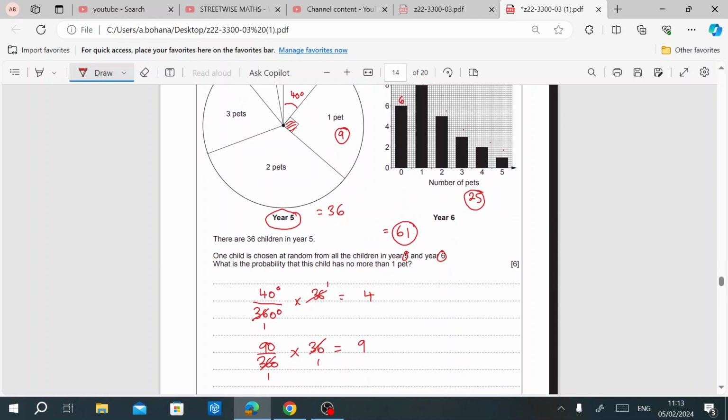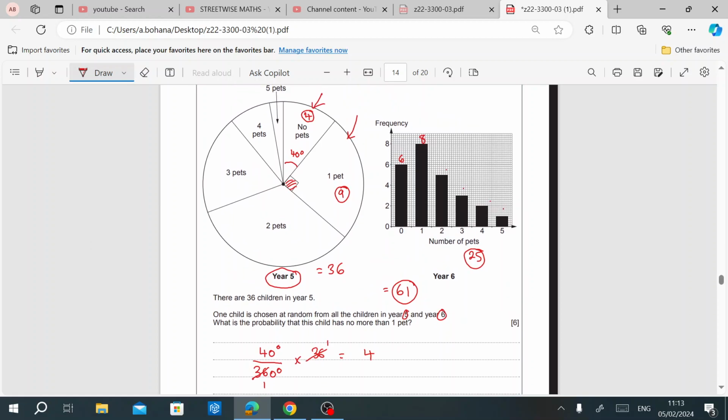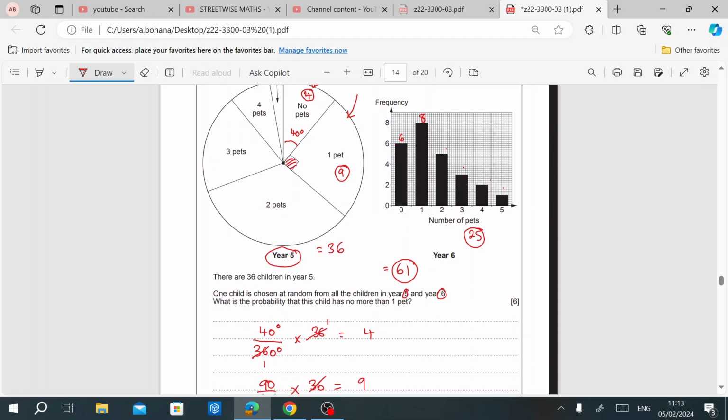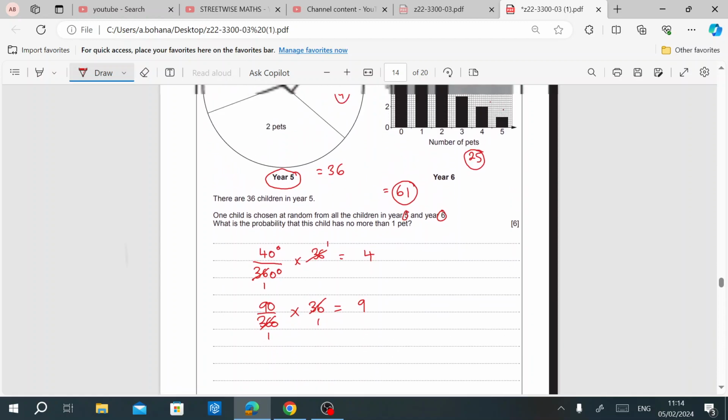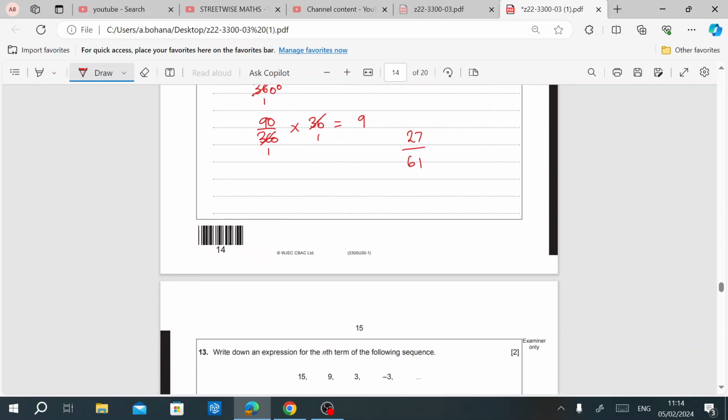So 1 child is chosen at random. What's the probability that the child has no more than 1 pet? So this child in year 5 can either have no pets or 1 pet, and in year 6, no pets or 1 pet. So all you've got to do is add up the 4, the 9, the 6, and the 8. I have done the answers here already actually. You get 27 in total. So the answer is going to be 27 out of a total of 61, because we know there's 61 in the whole year group.